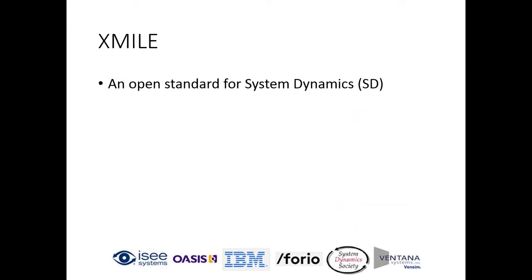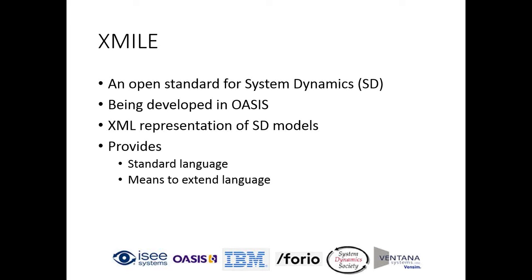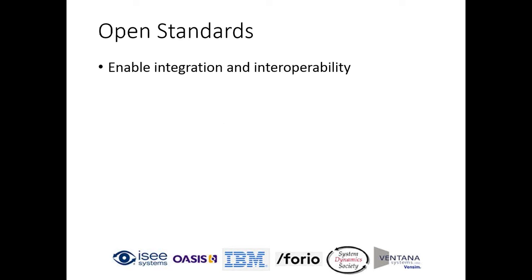So XMILE itself is an open standard for system dynamics that was developed, and we're ready to vote on it becoming a standard. It is an XML representation of system dynamics models, and it provides a standard language as well as a means to extend that language. It also includes the ability to show a stock flow diagram, which I'll show soon, which is a critical part of system dynamics. So we have ways to display that. And also we have interactive components that let you change settings and look at results.